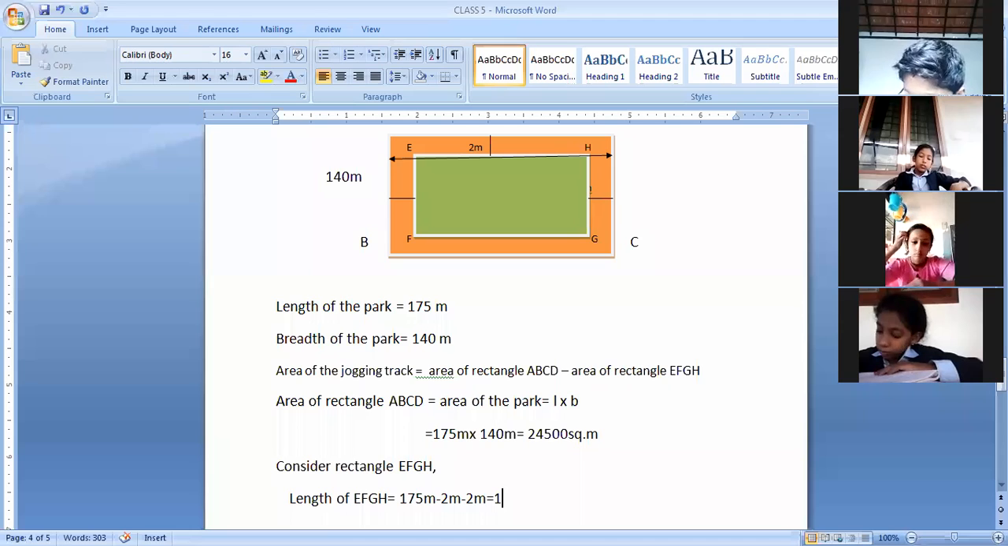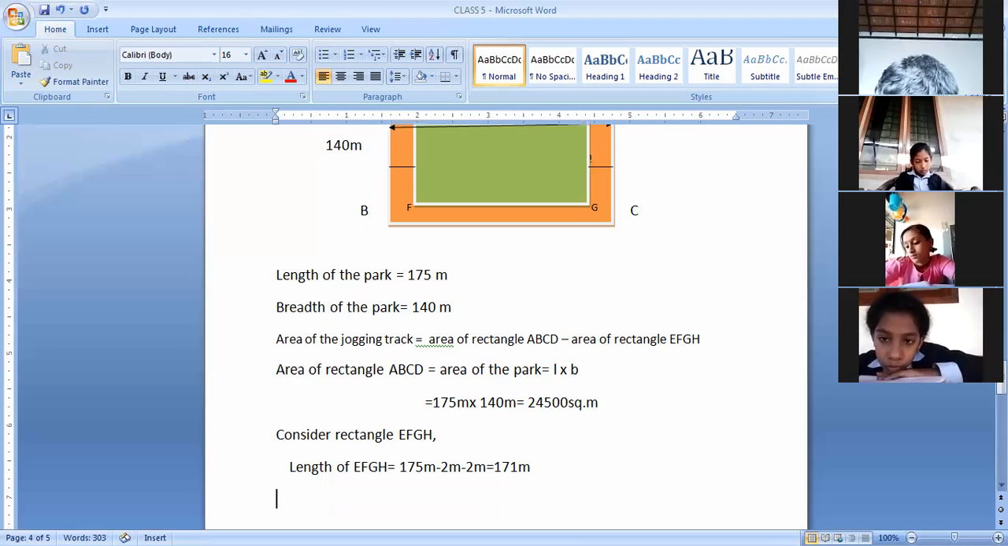175 meter minus 2 meter minus 2 meter, then what is the value? First, 175 minus 2 meter, what will you get? 173. Now you can subtract this 2 meter from 173. What will you get now? 171. Okay, this will be the length of the rectangle EFGH. Clear?